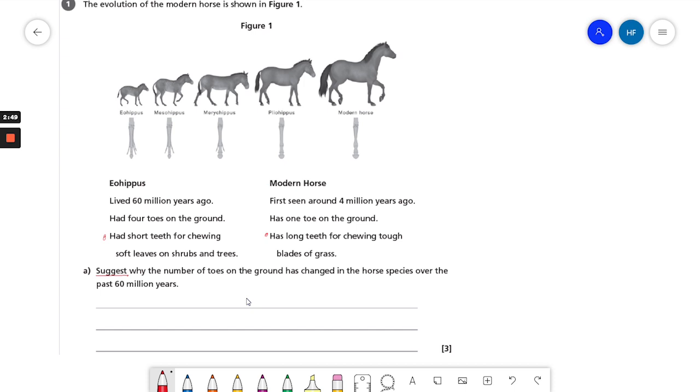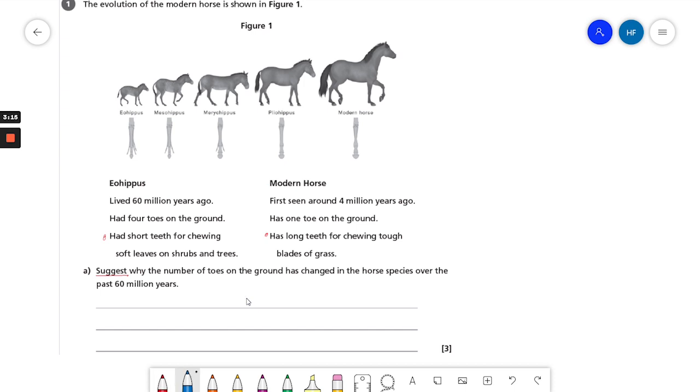Now, remember, with evolution, organisms that inherit characteristics that are beneficial for their survival are more likely to survive and reproduce, and so they pass on their advantageous genes onto their offspring. And this is known as natural selection. And so this question is really testing your understanding of natural selection. So let's have a go at putting together an answer.